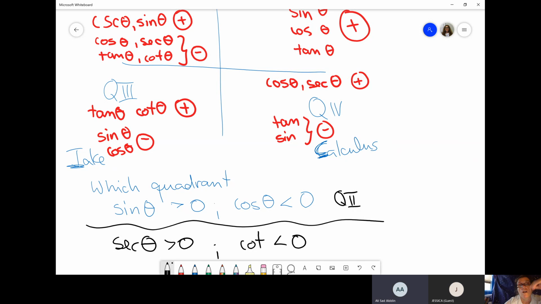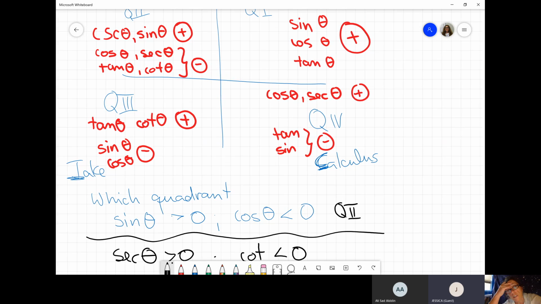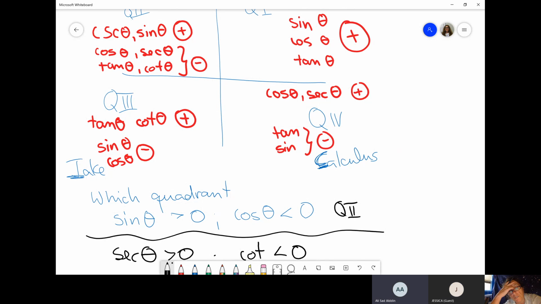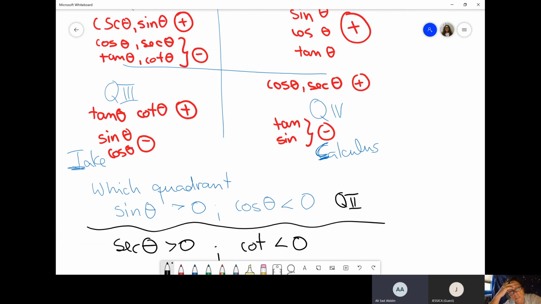No, it can't be Q2 because in Q2 the cosine is negative, and the secant for that matter. Oh, I thought it was close. Okay. One, two, the secant is the reciprocal of the cosine. So we're either looking for a positive cosine or a positive secant. Where is the cosine positive besides quadrant 1?